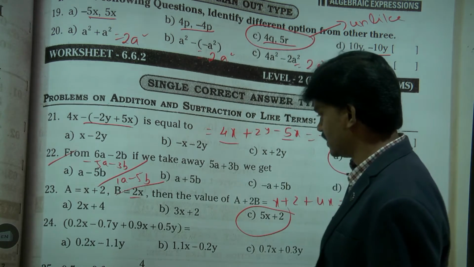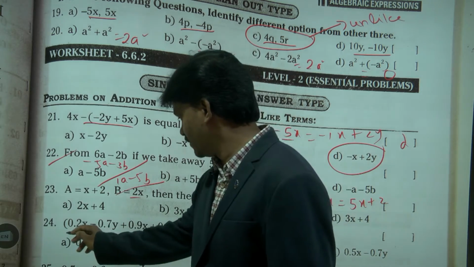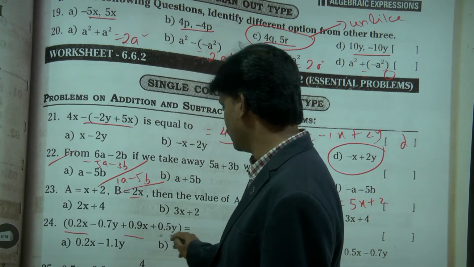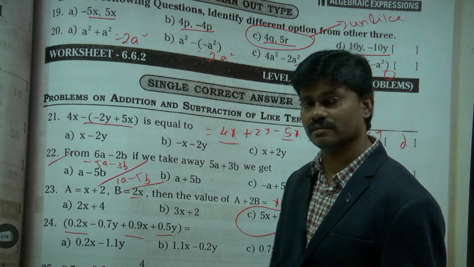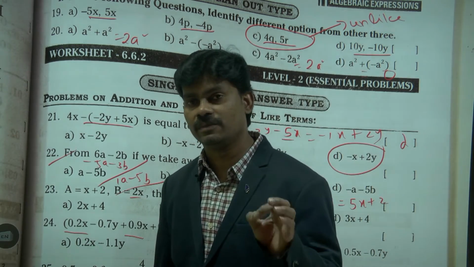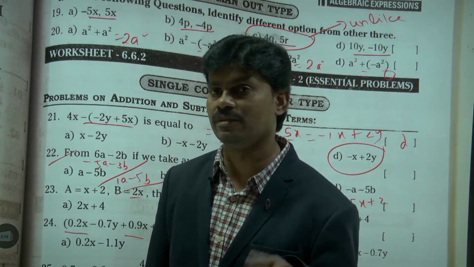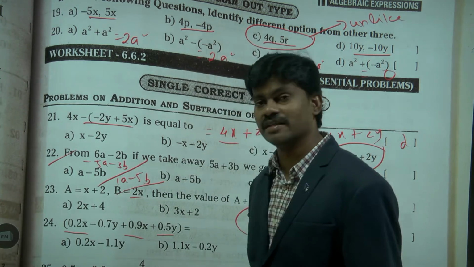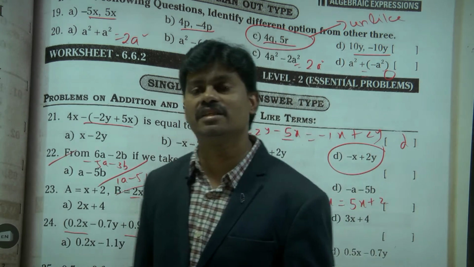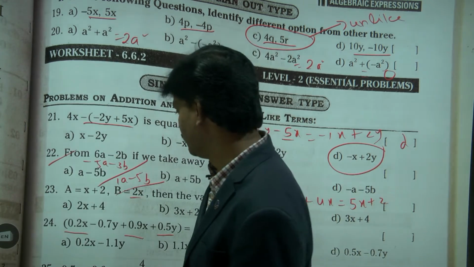Then here the question is on decimals. Let's take the positive decimals first. 0.2, 0.9, 0.5. 2 plus 9 is 11, in the sense 0.2 plus 0.9 is 1.1. 1.1 plus 0.5 is 1.6. 1.6 minus 0.7. 16 minus 7, right?